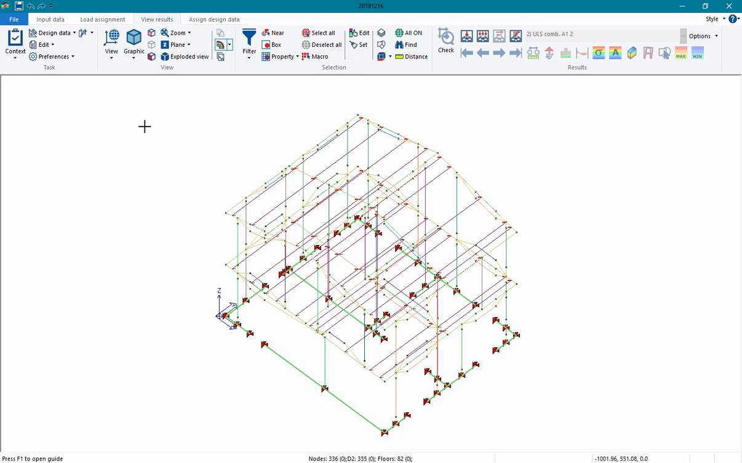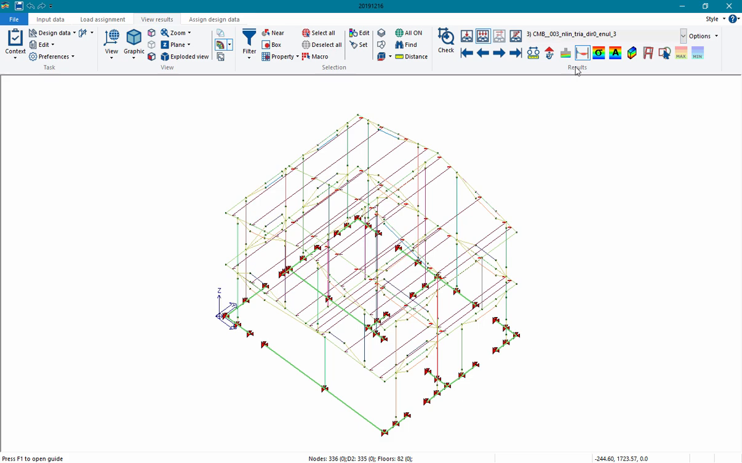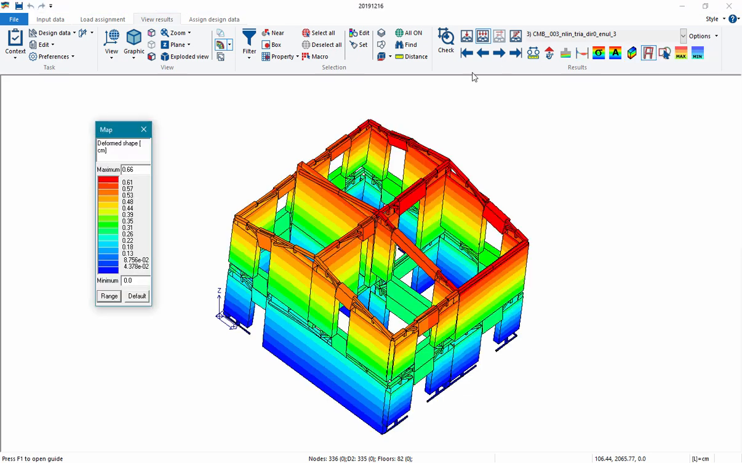Before running the non-linear pushover analysis, it could be interesting to check the results of the linear analysis in the seismic load combination, as we did before for the vertical loads. This allows us to understand if our model is correct or not, because there are problems that could emerge only when we consider horizontal loads.